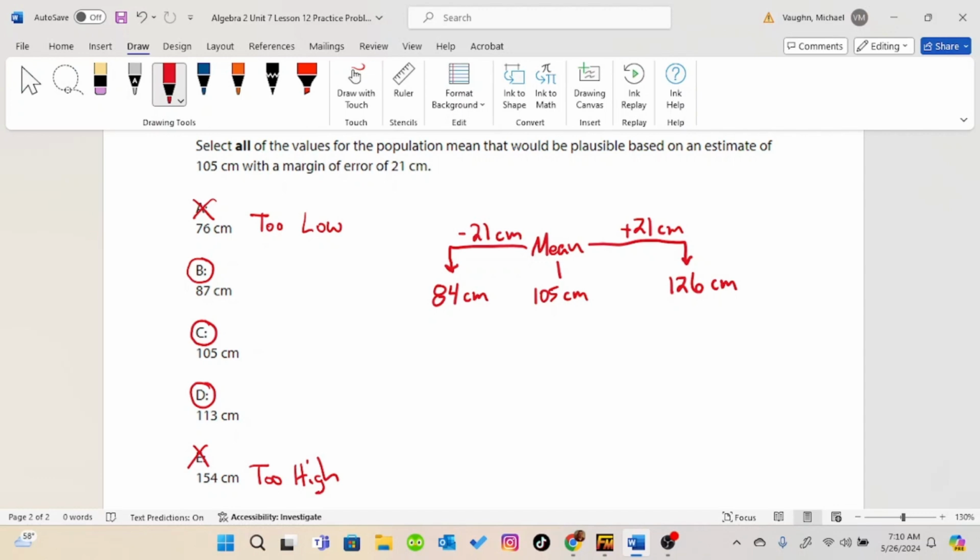If you have any questions about how to calculate the plausible range of values based on the mean and the margin of error, please ask for clarification so that you're better prepared and set up for success as we move on to lesson 13.